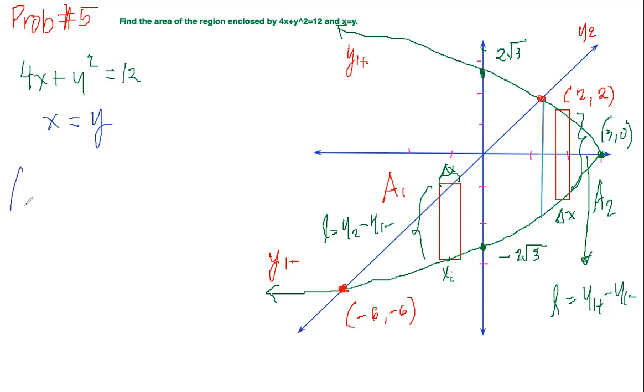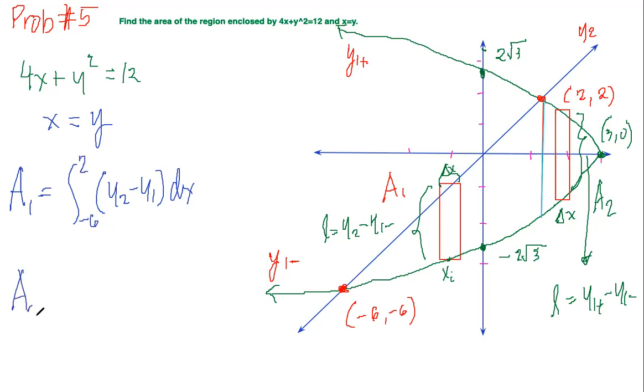So our area 1 is equal to, let's use the integral notation directly. We have the length, which is y sub 2 minus y sub 1 minus, dx from -6 to 2. That's the upper and the lower limit.